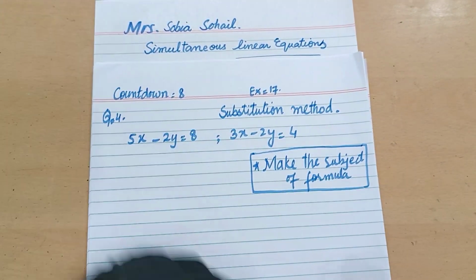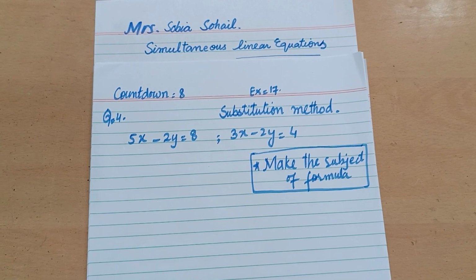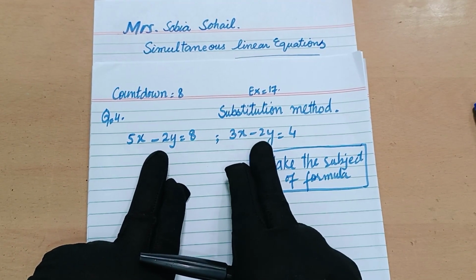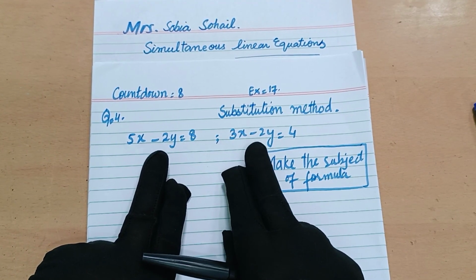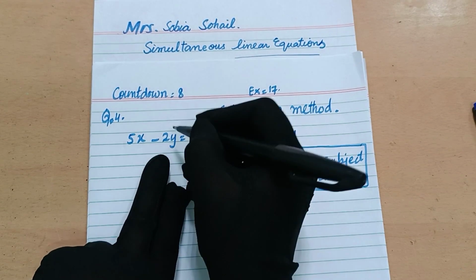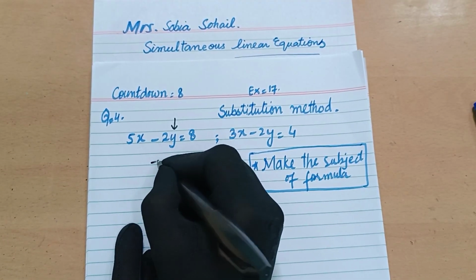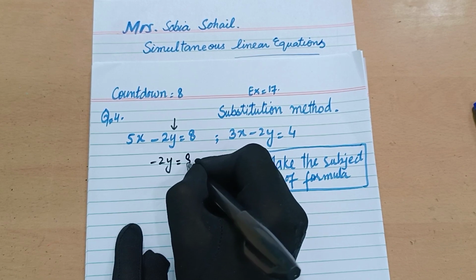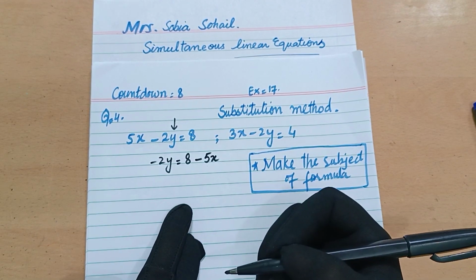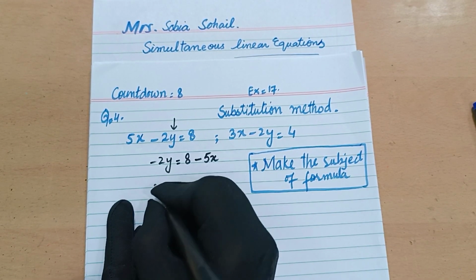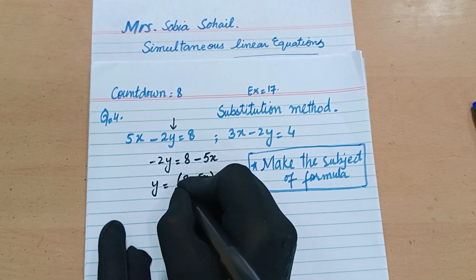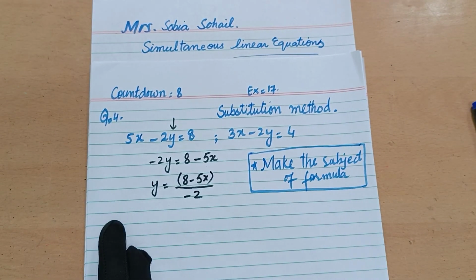Suppose that in this one equation, I'm thinking about making y the subject of the formula. Why? Because the coefficient of y here and the coefficient of y here are the same, so it will help me. So I will make y the subject of the formula. For this one, I will keep y here. This one I will keep here, and its sign will also stay with it. 8, and 5x shifts to the other side. It will go to minus 5x. Now y equals 8 minus 5x divided by negative 2.